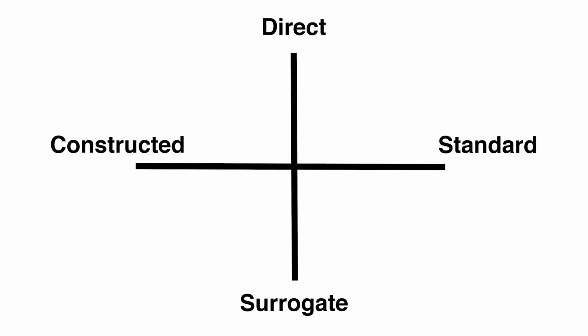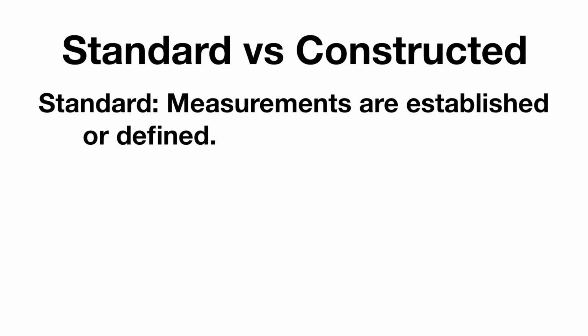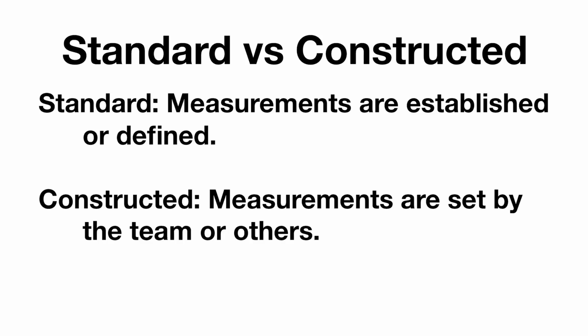The second dimension is standard versus constructed. Standard measures use established or defined measurements. A constructed measurement is one in which a team or others set the measurements.